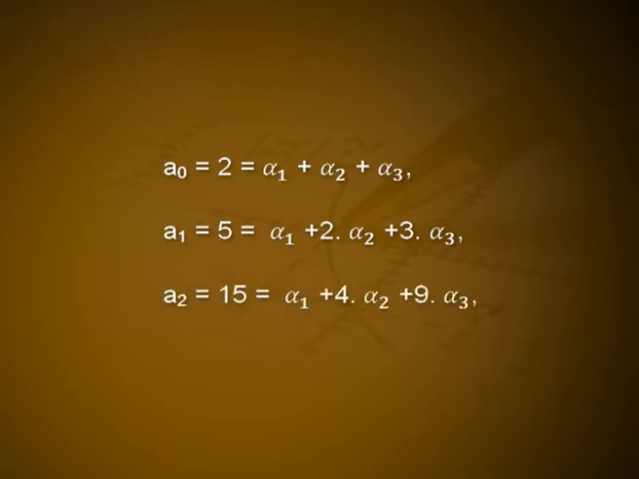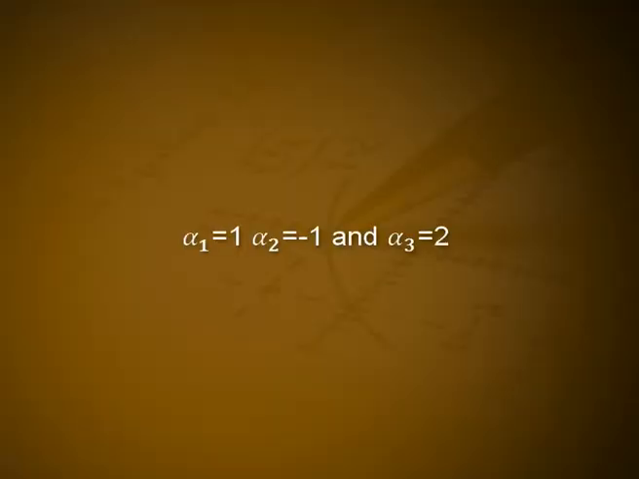This gives a_0 = 2 = alpha_1 + alpha_2 + alpha_3, a_1 = 5 = alpha_1 + 2 alpha_2 + 3 alpha_3, a_2 = 15 = alpha_1 + 4 alpha_2 + 9 alpha_3. When these three simultaneous equations are solved for alpha_1, alpha_2 and alpha_3, we find that alpha_1 = 1, alpha_2 = -1 and alpha_3 = 2.